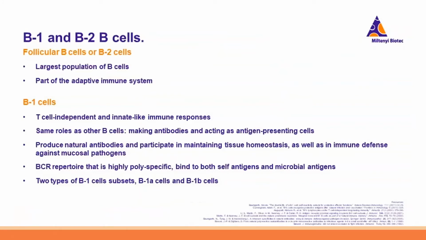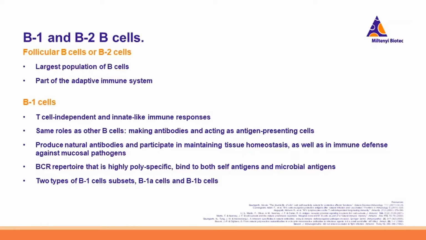And now I'm going a bit deeper into the B cells, so B cell types. There are actually two types of B cells: the B1 and the B2 B cells. The B2 B cells are the follicular B cells, normally always just called B cells, and they are the largest population of B cells, and they play the part in the adaptive immune system. So that's the commonly known B cells.